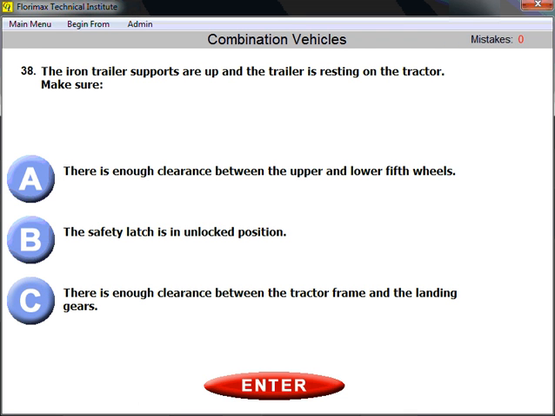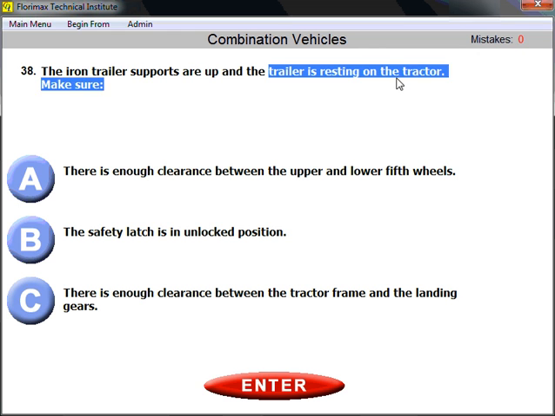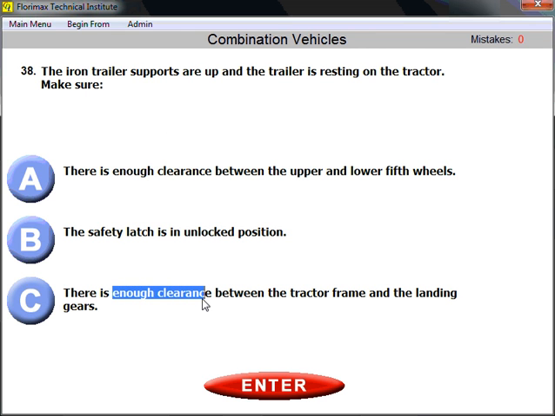Question number 38. The trailer supports are up, and now the trailer is resting on the tractor. Now you need to make sure there is enough clearance between the tractor frame and the landing gears.